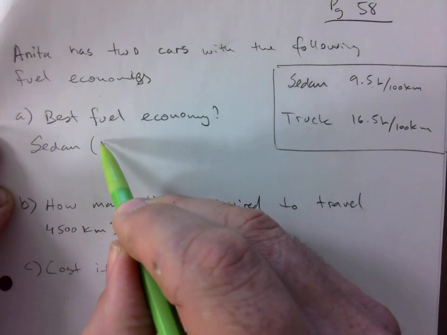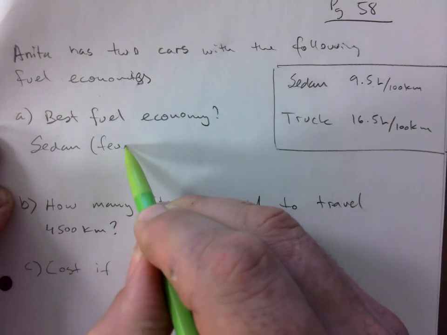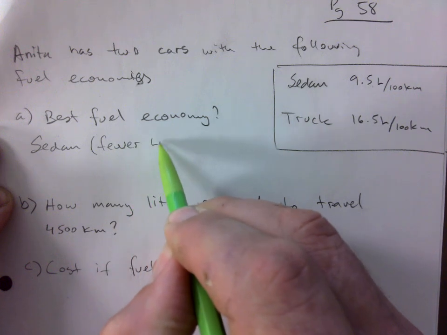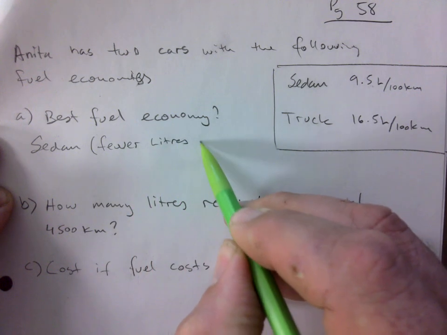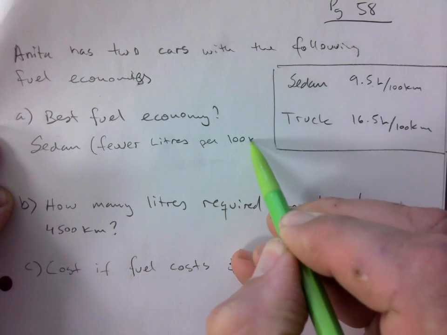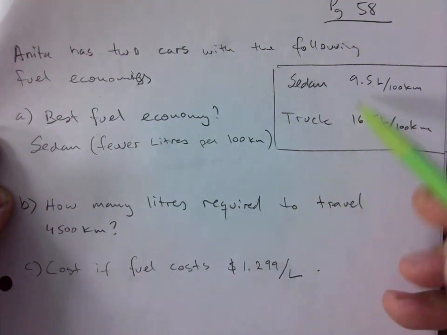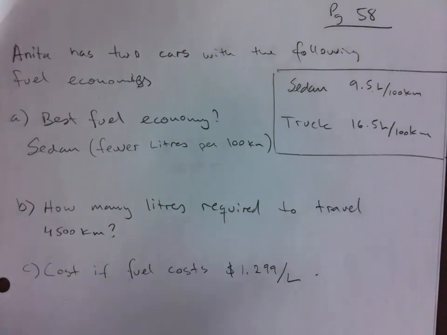Because it has fewer liters per 100 kilometers. That's the reasoning behind it. You use a lot less gas, right? Just look at the numbers. That's it. You are supposed to be able to select that. If we give you 20 options, you should be able to pick the best one, okay?